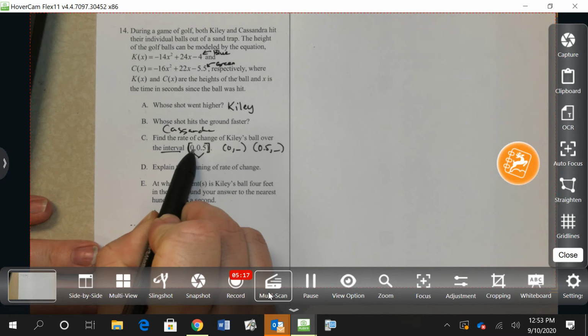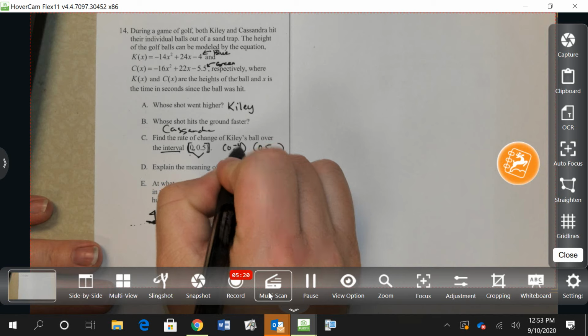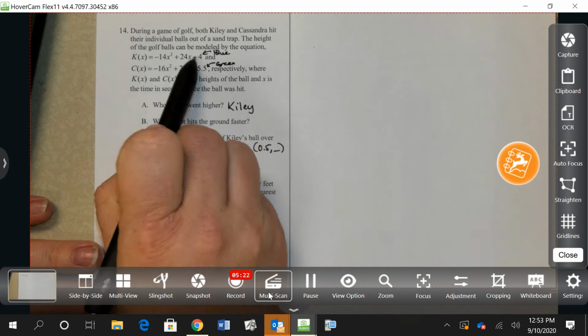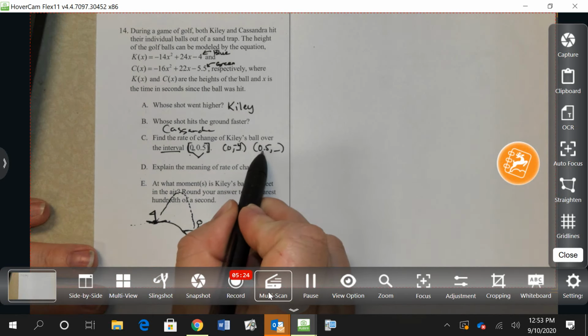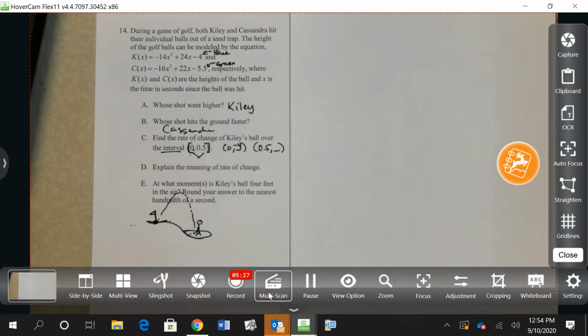That means my input is 0, my output is -4. And again, this makes sense because the y-intercept is -4. Now I'm going to put in an input of 0.5 and let's see what the output would be.